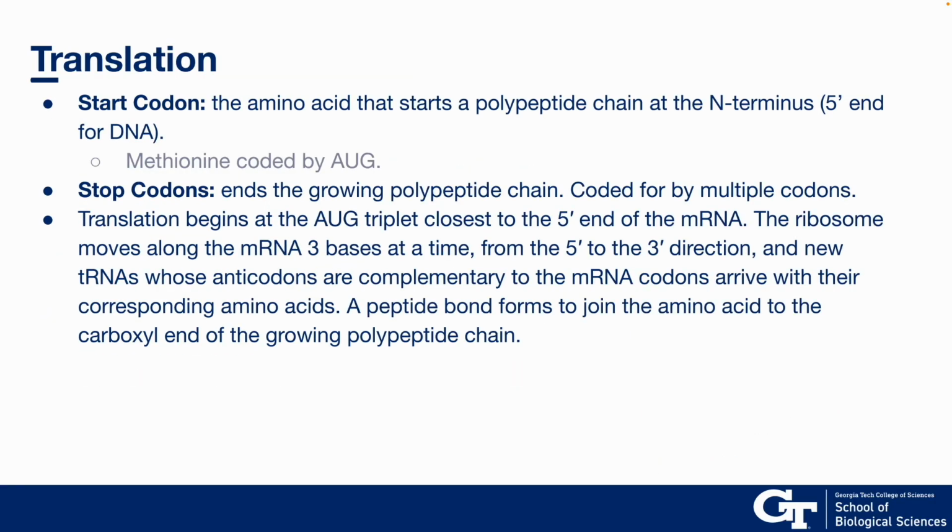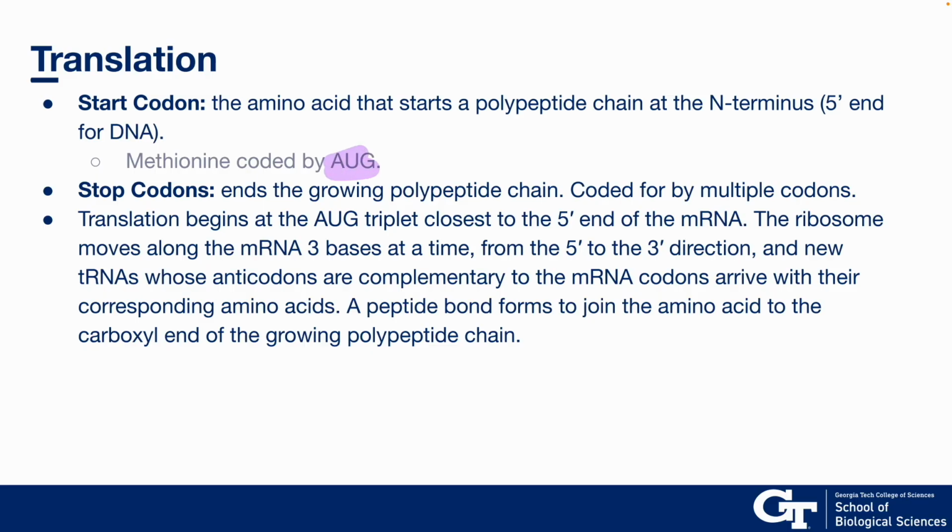So what starts and stops the process of translation? It's not random. Something has to tell the protein chain to start being made. That's called the start codon. The start codon is going to take place at the 5' end, and that's going to tell the polypeptide chain of amino acids to start being created. The start codon is universal. It's methionine, and it's coded by AUG.